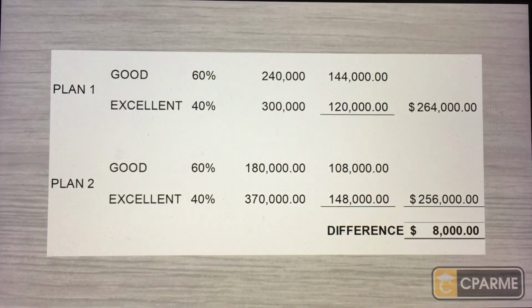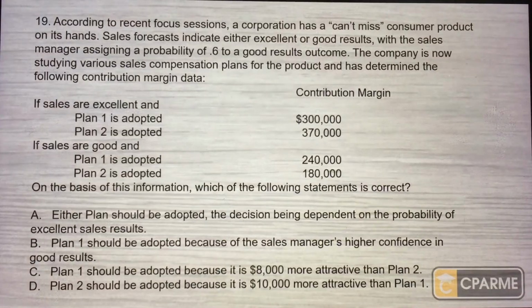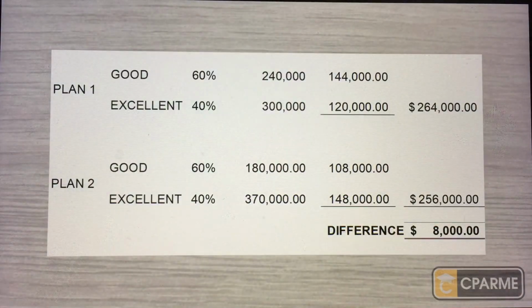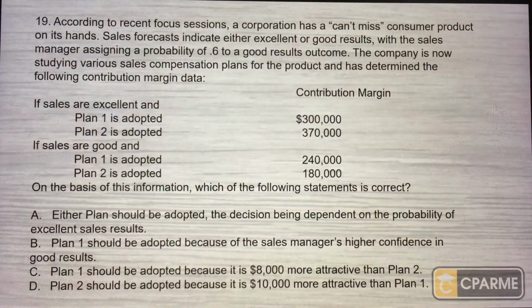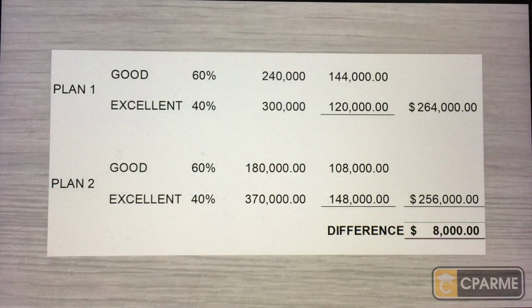So, ang tinatanong which among the statements is correct. So, plan 1 should be adopted since it's more attractive than plan 2. So, the correct answer for number 19 is letter C. Plan 1 should be adopted because it is 8,000 more attractive than plan 2.